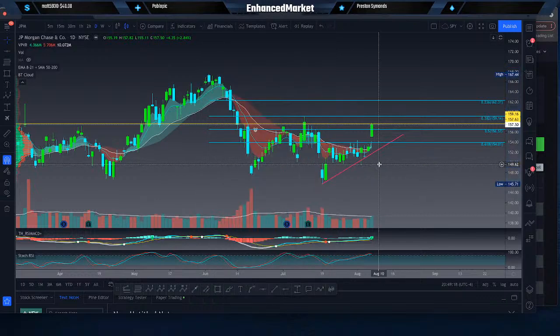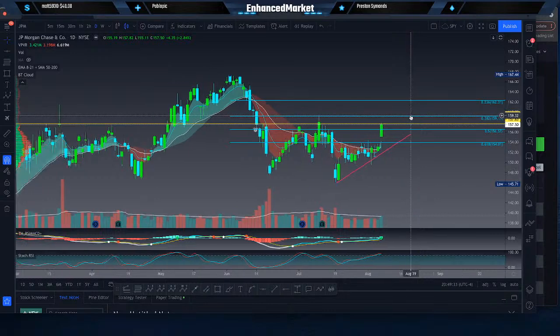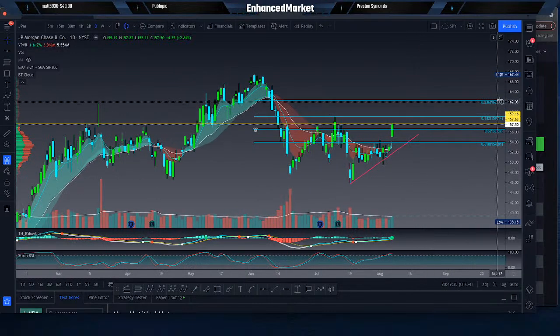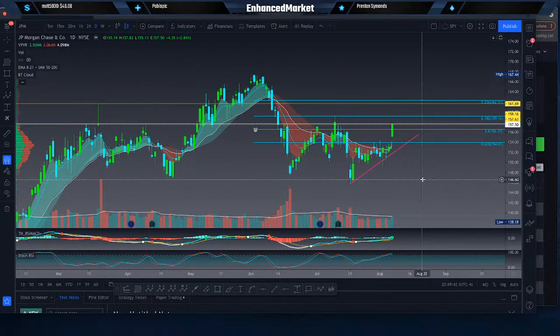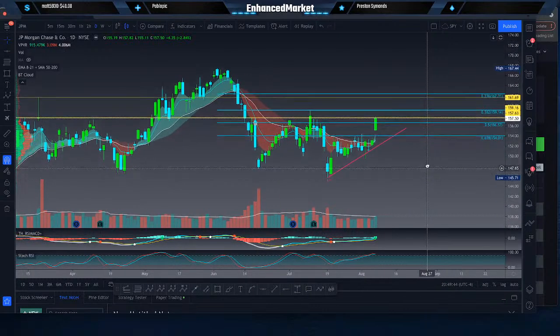And look how that 382 lines up perfectly with this resistance point. 159.14, 159.16, basically the same thing. So once it clears this level, I just target the 236, 162, or this line, right? So there's multiple different ways you can look at it.